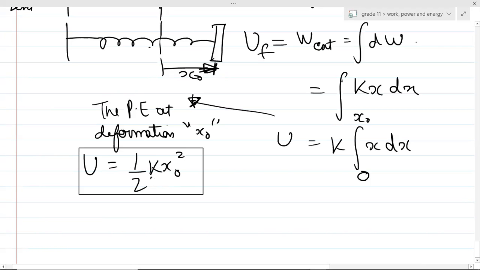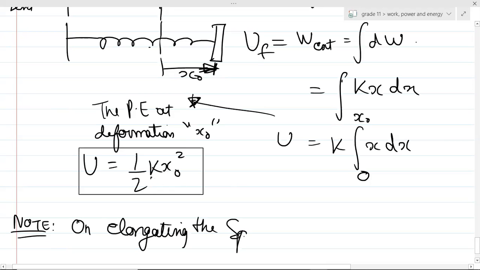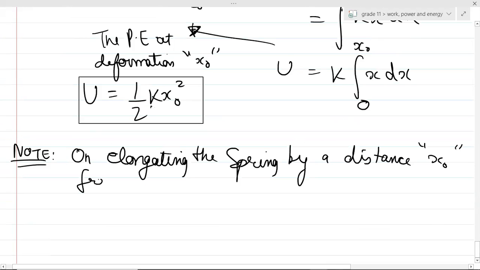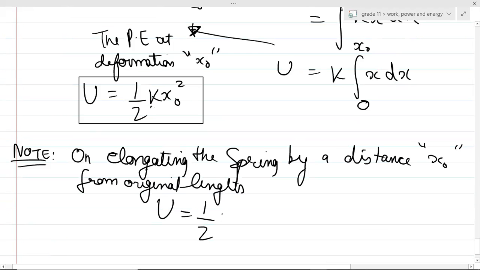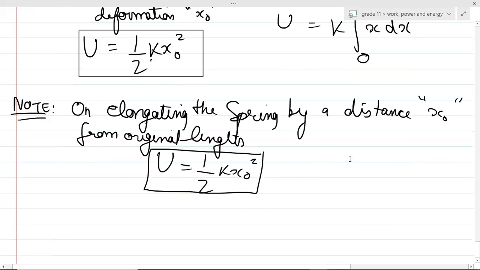So this is half k x naught squared. This is the potential energy stored in the spring. Please remember, note: on elongating the spring by a distance x naught from original length, the potential energy stored in the spring will be half k x naught squared. Right? We already wrote. Yes or no?